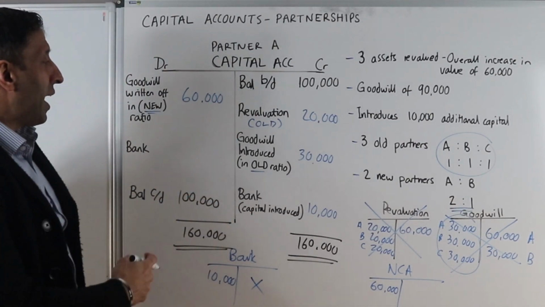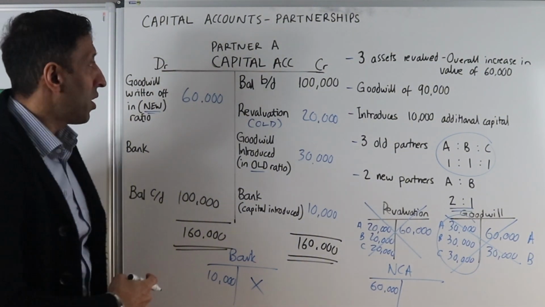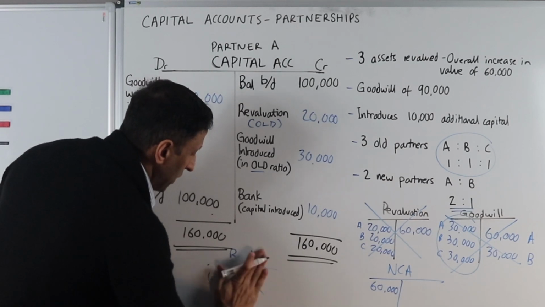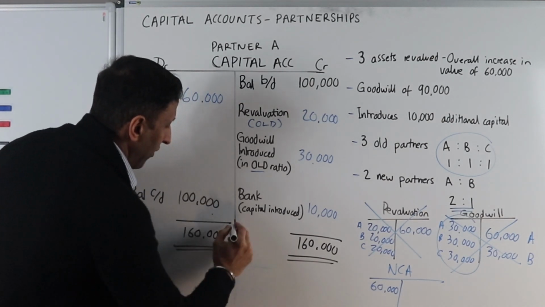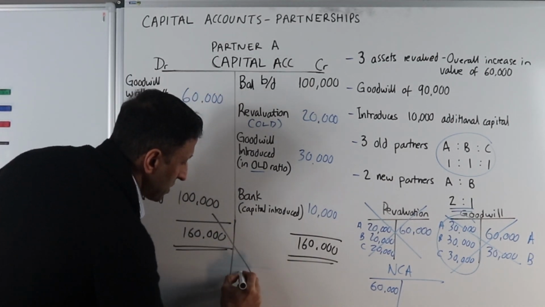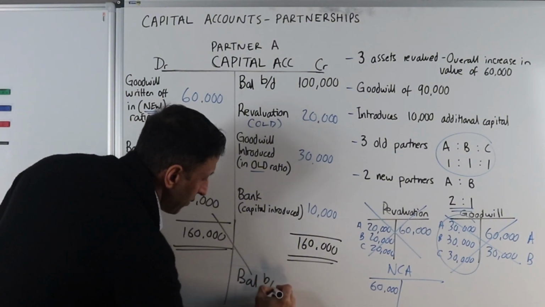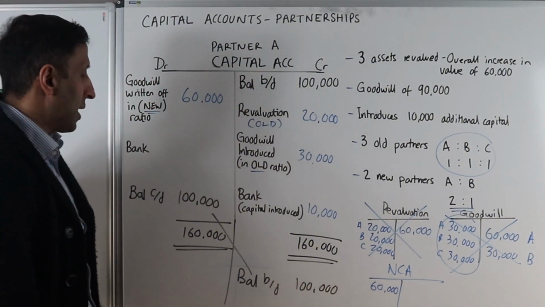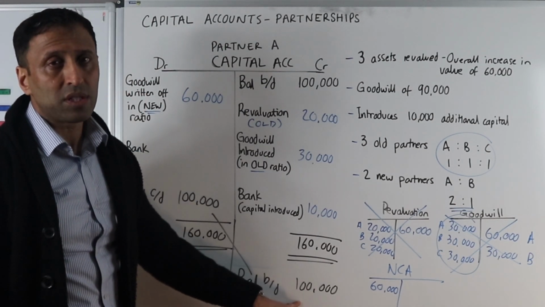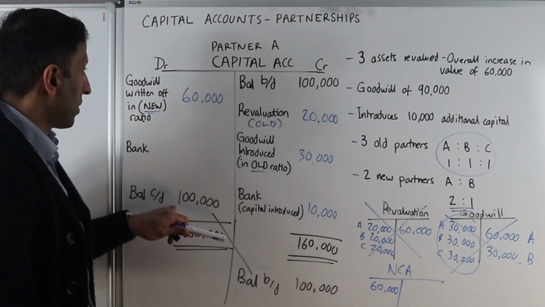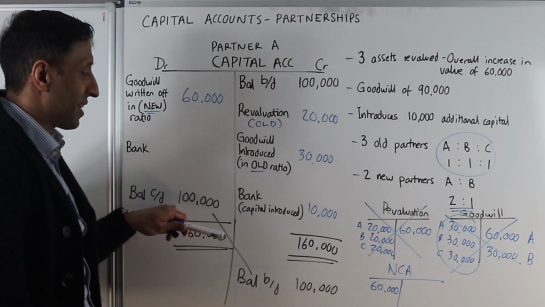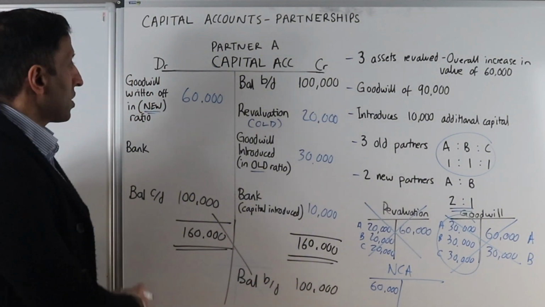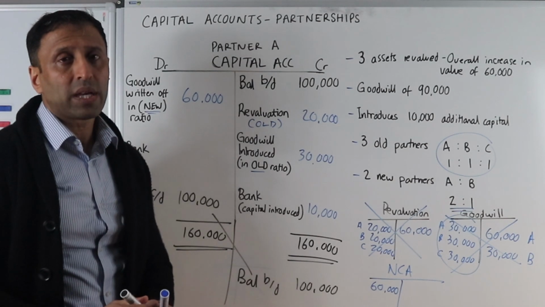So partner A has a balance on their capital account at the end of the year of 100,000. That would then be brought down under the totals on the opposite side as a balance brought down of 100, the balance to start the next accounting period with. So the capital account has a balance of 100,000 at the end of this year, and therefore at the beginning of next year. And so that's a quick look at capital accounts.